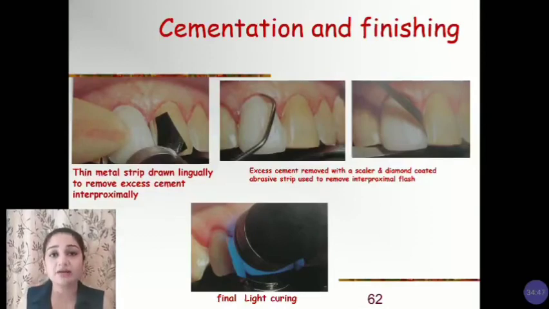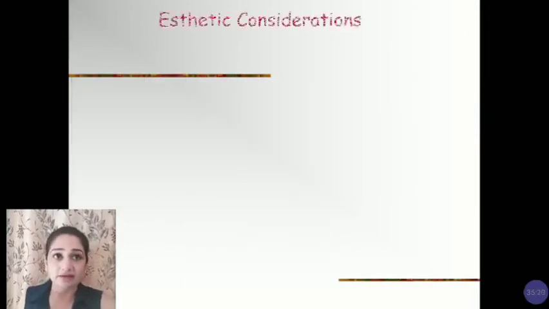All the excess cement which has flowed onto the gingival margins interproximally is removed because it is now partially set. The completely set hard resin cement is very difficult to remove. Hence, partially set excess resin cement should be removed before we finally cure the resin. So then excess cement is removed with a scaler and a diamond coated abrasive strip is used to remove interproximal flash. Then final light curing is done in this manner.